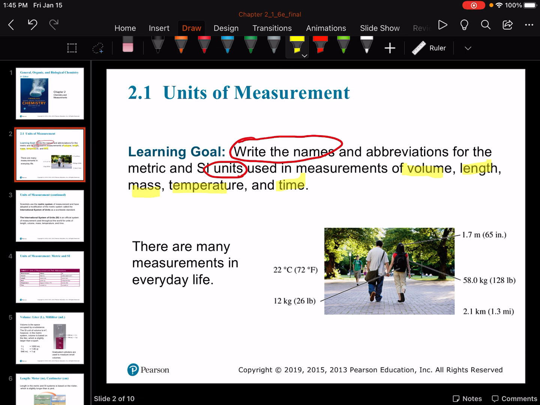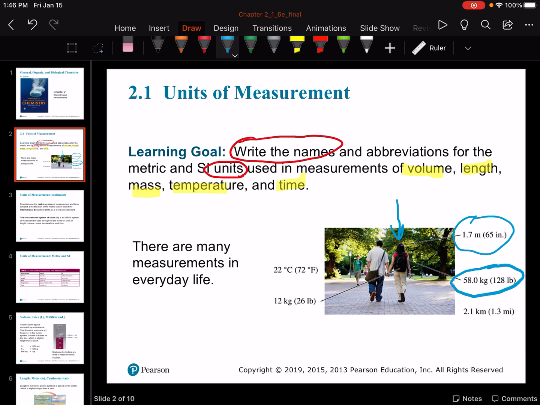So it may be a little bit of work. All right, so we're going to be doing measurements all the time in science, right? For example, we've got the height of this girl here. Can you see her? Her height is 65 inches, so she looks like she's 5'5". It's 1.7 meters. She weighs 128 pounds, and since we don't know who she is, that's hopefully not too embarrassing.